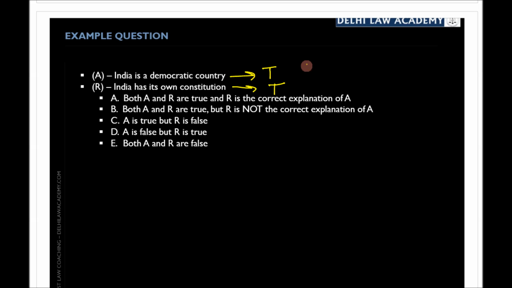In this case, we see that the link between these two is false. Because India is a democratic country, but it's not because of having its own constitution that it gets called a democracy. India is a democracy because we vote our political leaders to power, right? So the fact that there's a constitution does not make India a democracy. So the answer in this case would be B. Both A and R are true, but R is not the correct explanation of A. So the answer is B.